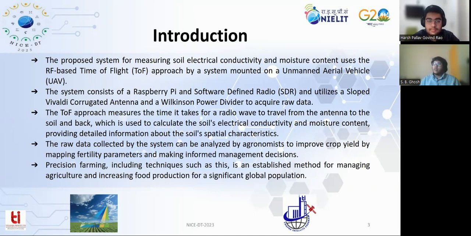The system consists of a Raspberry Pi and a software-defined radio, and utilizes a specially designed sloped Vivaldi corrugated antenna and a Wilkinson power divider to acquire raw data. This data, on processing, can give us the soil's electrical conductivity and moisture content, which are helpful for agronomists to improve crop yield. The geotagged map of this data is very helpful in the domain of precision farming, which is a globally established method for managing agriculture and increasing food production, and in turn helps us manage our food security.